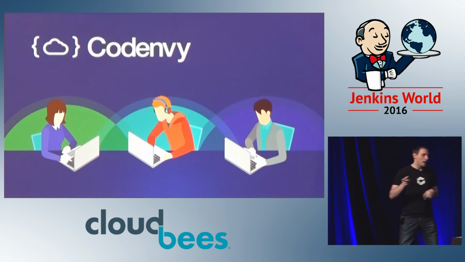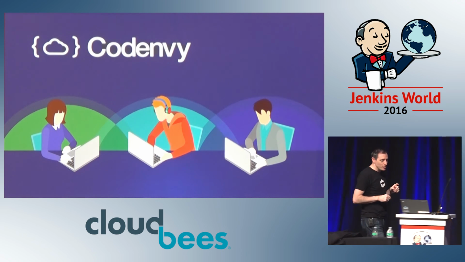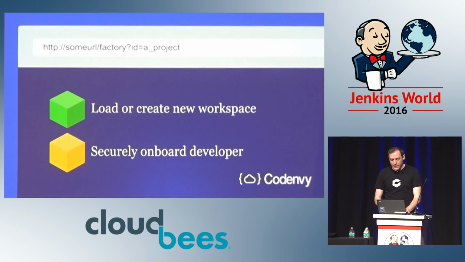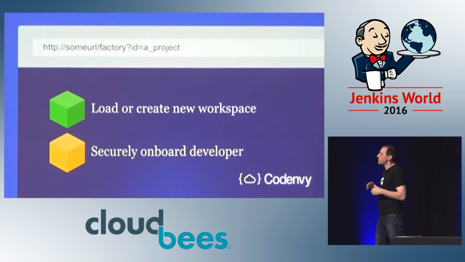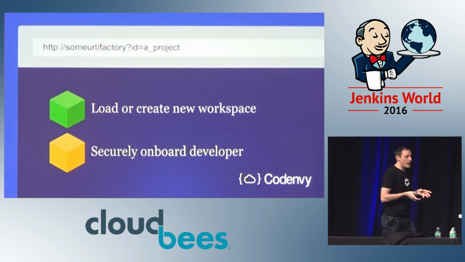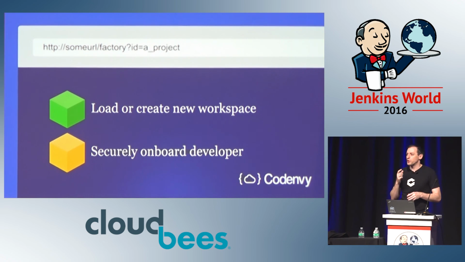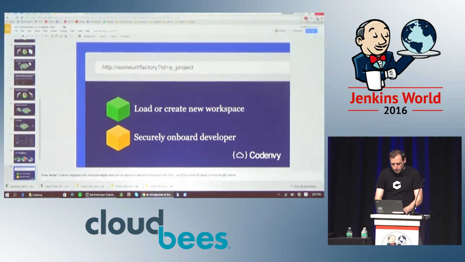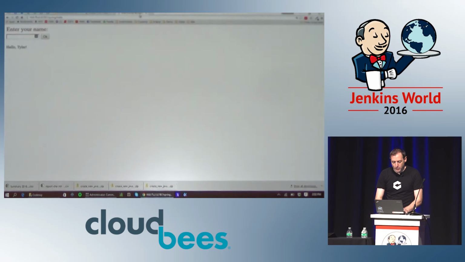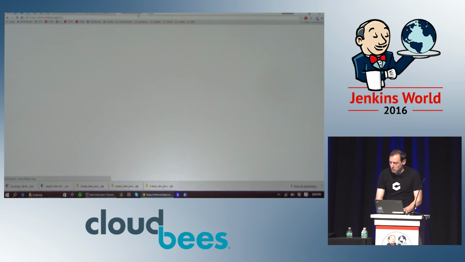But beyond that, one of the things that we do is we have this capability that we call workspace automation. We label it a factory. A factory is a way to describe the configuration that you want into a workspace and then make it shareable over the web. So as an example of this, I'm going to go to the Eclipse Che website.